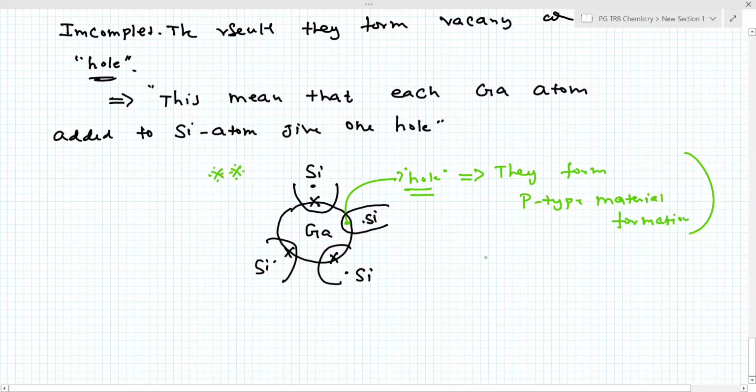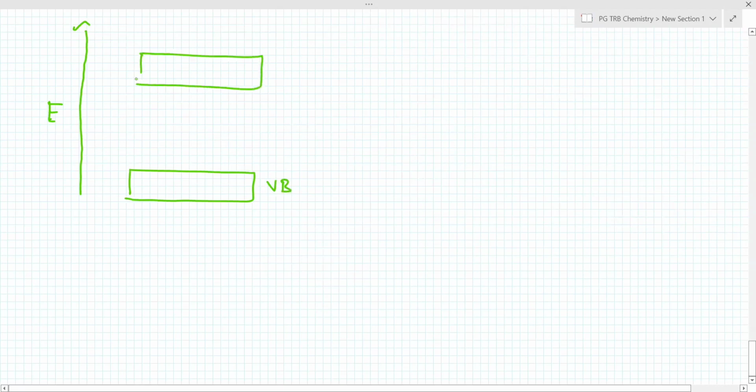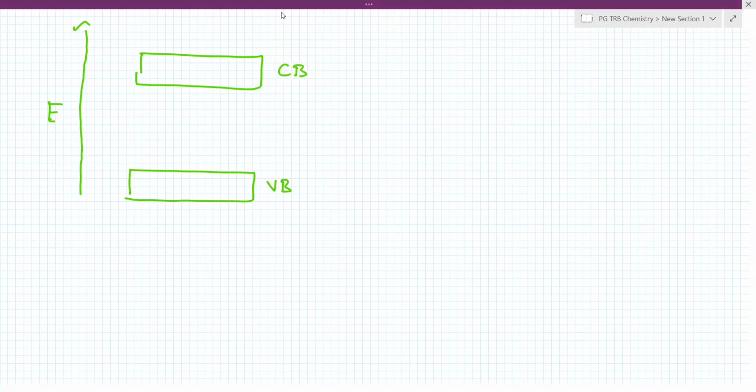In the diagram, our gallium has only three valence electrons. Silicon cannot form the fourth bond with it, leaving empty holes. Because of these positive holes, it is called a P-type semiconductor. Very important. Now the energy level, same pattern. This is the valence band. This is the conduction band. Now see, this is the Fermi level. Just wait, I will change the color.